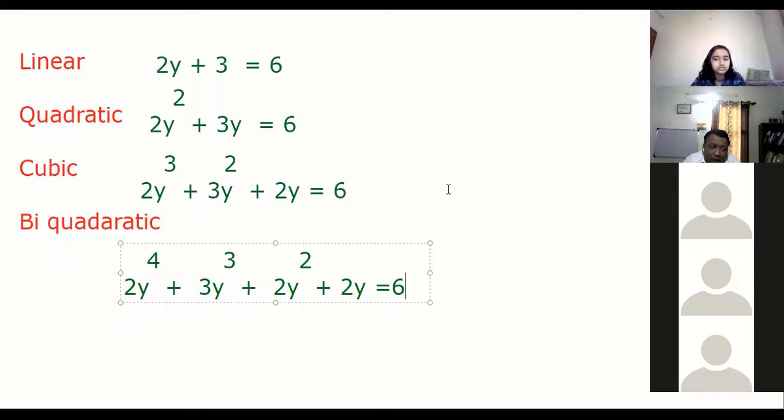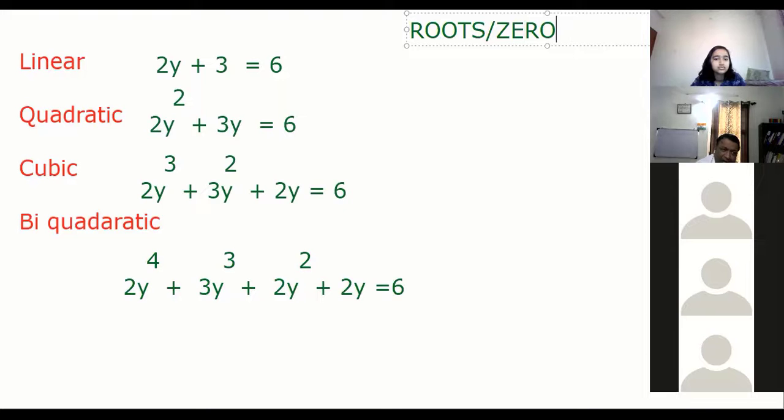When there is a linear polynomial, the roots or zeros, we can call them zeros or we can call them the roots, both are okay. When there is a linear polynomial, there will be only one root. When quadratic polynomial, there will be 2 roots. When cubic, there will be 3 roots. When biquadratic, there will be 4 roots. Means what? Sir, degree equals number of zeros. You can say that, yes.